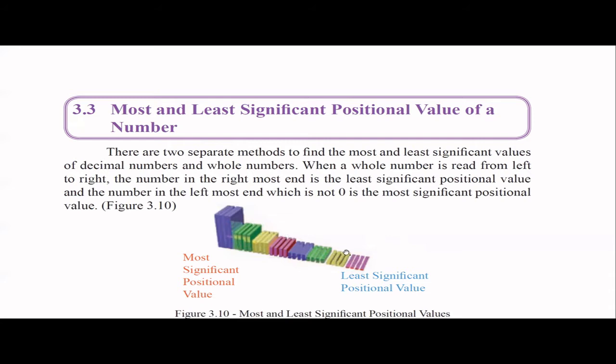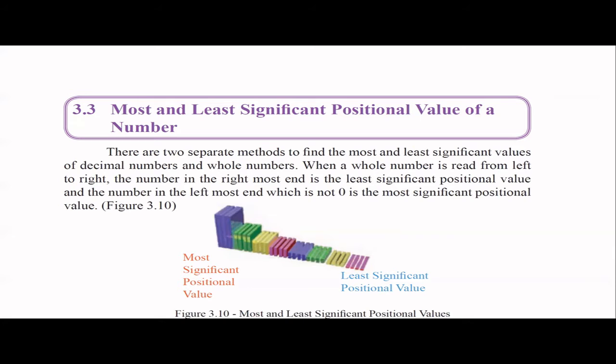Now think of a number like 100. If you have 0 here, 100 means the last digit is 0. So 0 will be considered as the least significant positional value. And the most significant positional value will be the leftmost value. But remember, the leftmost value which is not a 0.